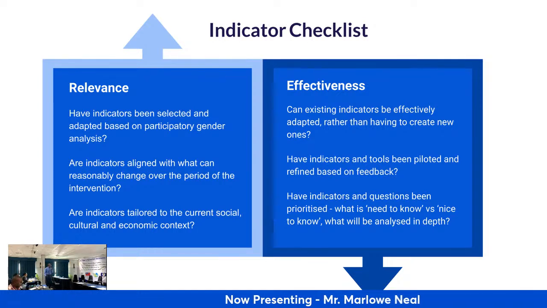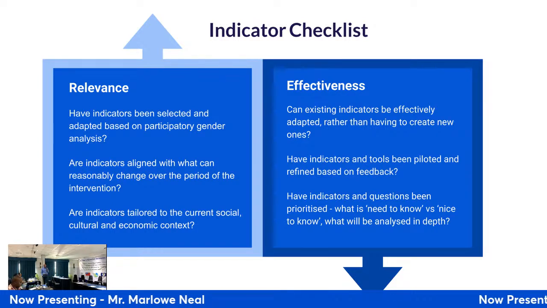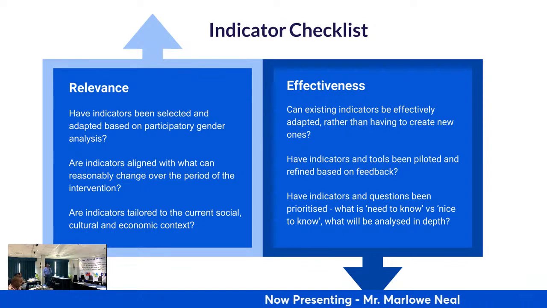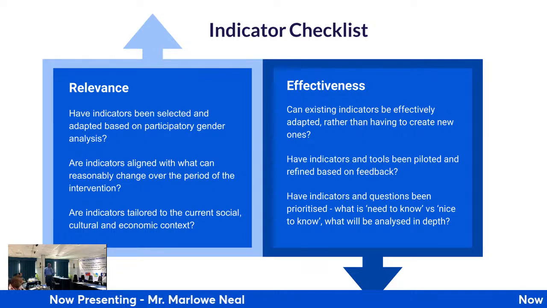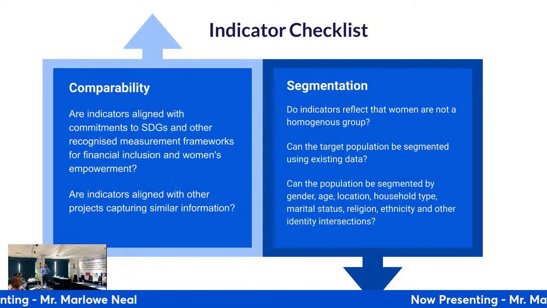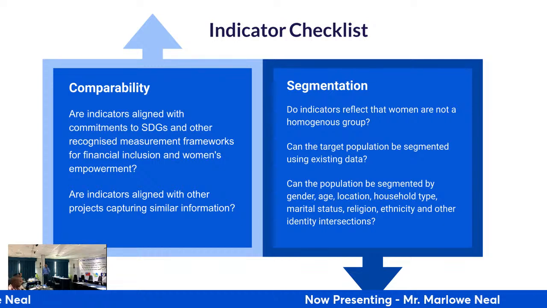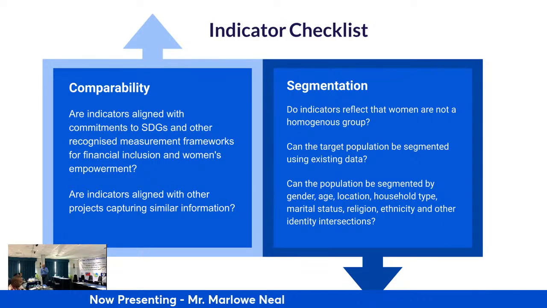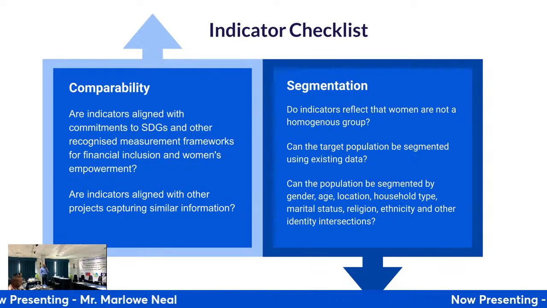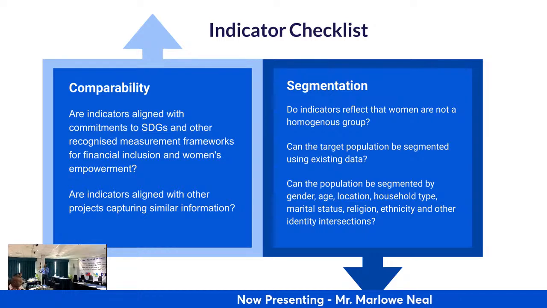Comparability: are indicators aligned with commitments to the Sustainable Development Goals and other recognized measurement frameworks for financial inclusion and women's empowerment? Are indicators aligned with other projects capturing similar information? Segmentation: do indicators reflect that women are not a homogeneous group? Can the target population be segmented using existing data? Again, rather than duplicating efforts, whether or not you do have data that you can parse through that gives you inferences on what you're trying to figure out.